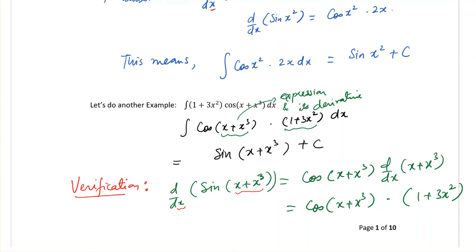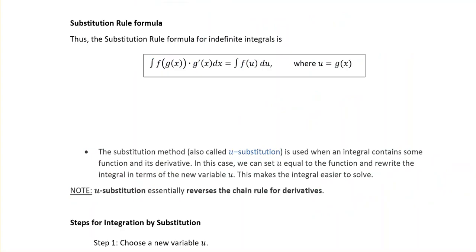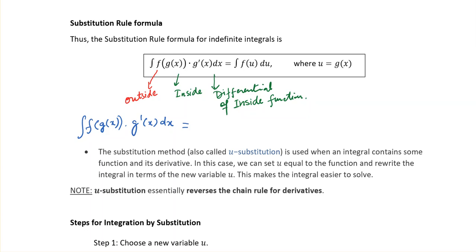Thus from these two examples we can create a generalized formula for the substitution method. The substitution rule formula looks something like this. Let's try to analyze the structure of this formula. We have an outside function, which is our f. Then we have the inside function, which is our g of x. And we have the differential of the inside function. So here u is equal to g of x.